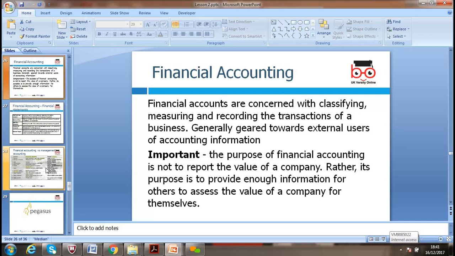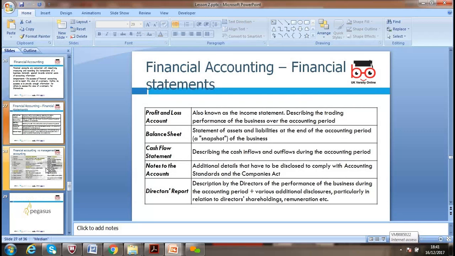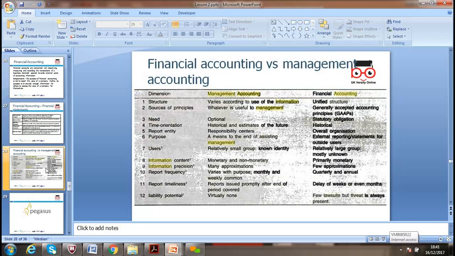Financial accounts are concerned with classifying and recording the business transactions. Then we prepare statements like the profit and loss account and balance sheet we discussed earlier by using the software. Financial management and management accounting, as we discussed, are our learning outcome as well, which we explained in another slide.